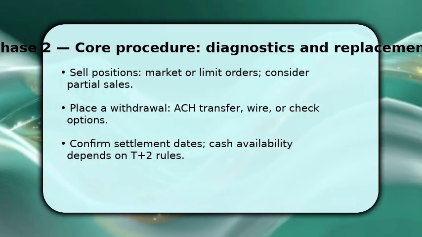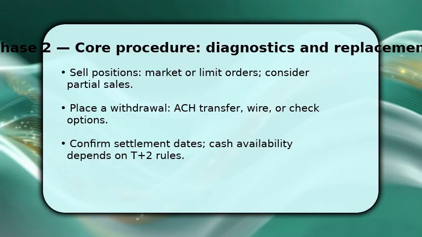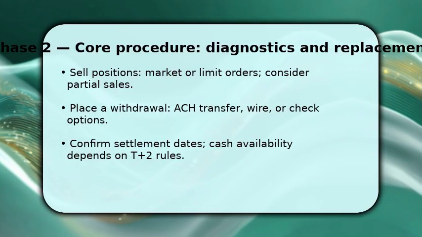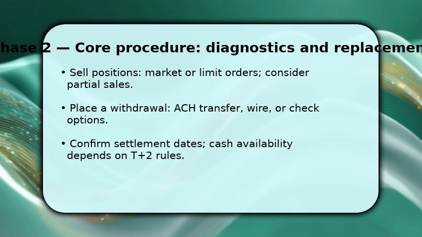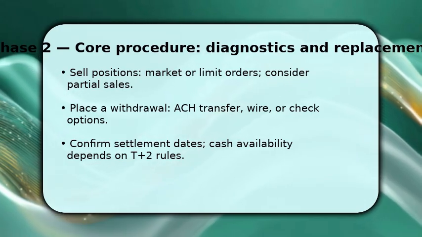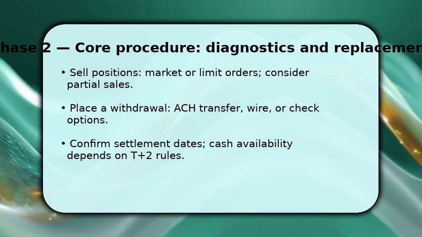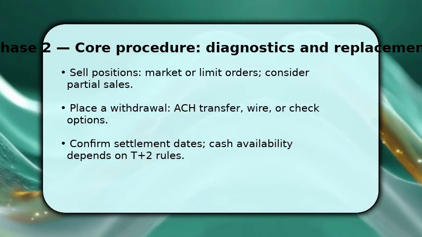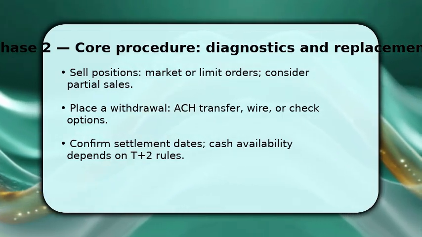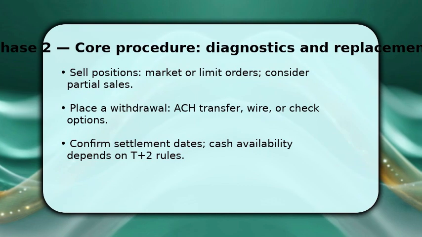Once positions settle, initiate a withdrawal, select ACH for free transfers, wire for faster delivery with fees, or request a check. Make sure to confirm settlement dates because cash availability typically follows T+2 for stocks. Once done, set the transfer amount and double-check account numbers to avoid delays.